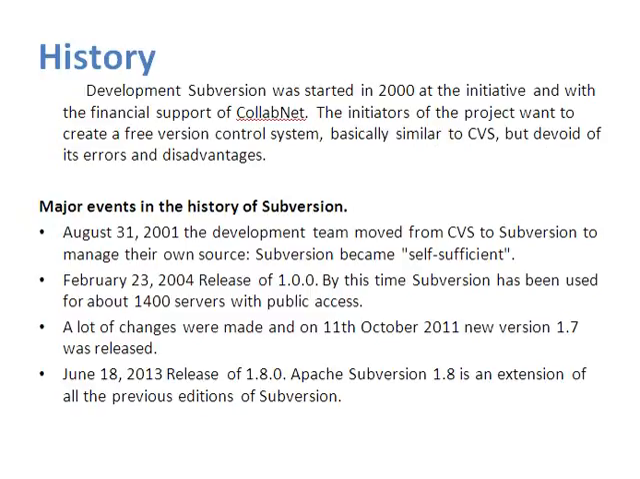Development of Subversion was started in 2000 at the initiative and with financial support of CollabNet. The initiators of the project wanted to create a free version control system, basically similar to CVS but devoid of its errors and disadvantages. The purpose of the project was to replace the common system at the time, Concurrent Versions System, or CVS, which is now considered obsolete. You can see major events in the history of Subversion below.